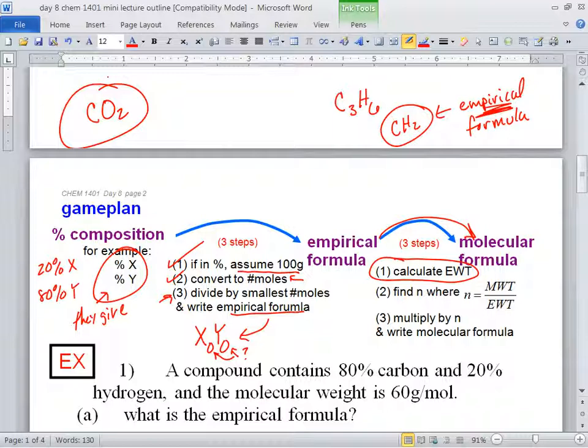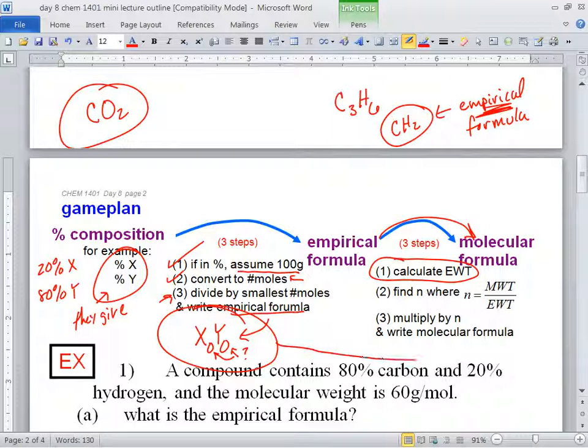So it's just terminology. Well, you can't calculate molecular weight because you don't have the molecular formula. You only have the empirical formula. So you can't calculate molecular weight. You can only calculate empirical weight. So that's what this first step is. Whatever you got here for your empirical formula, find the empirical weight.